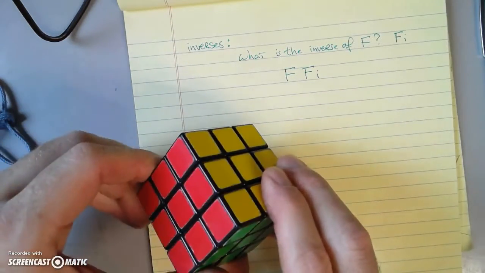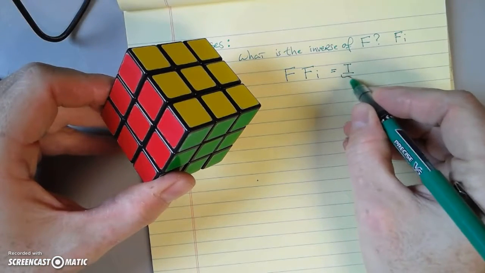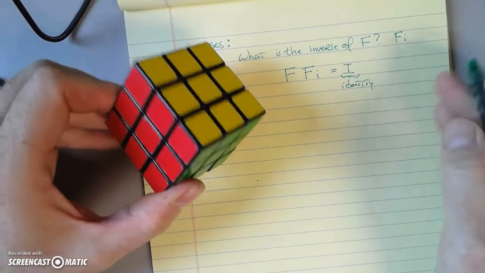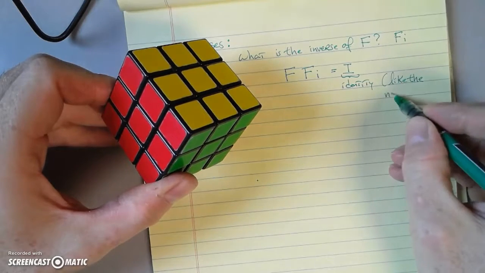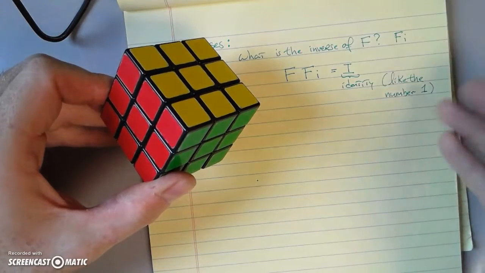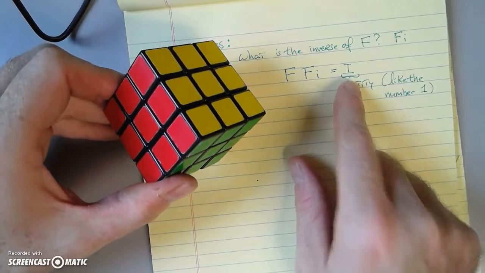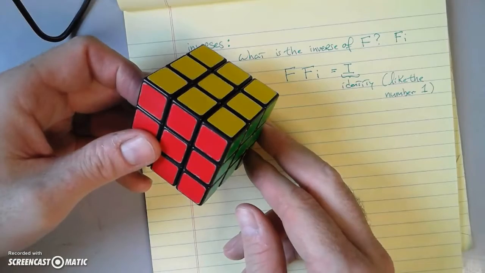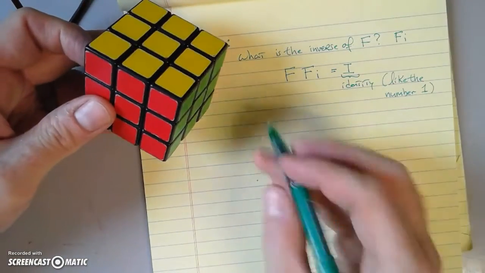F inverse. And in fact, this "not much happens" we're going to call I, the identity. It's like the number 1. When you multiply by the number 1, nothing really happens. The move I is sort of a boring move. Here, I'll show you. Here's I. Exactly. Nothing happened.